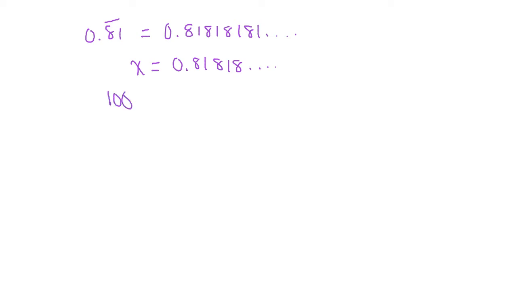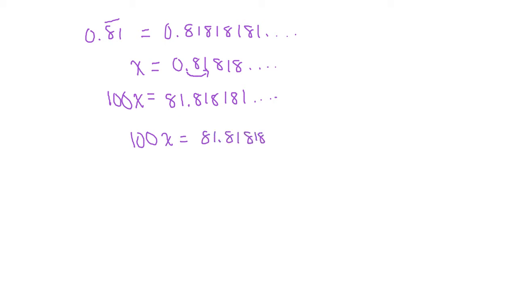Multiplying this decimal by 100 means that the decimal moved 2 places over. So we have 81.818181 repeating. Again, we want to subtract these two ideas. So 100x equals 81.818181 minus x equals 0.818181.